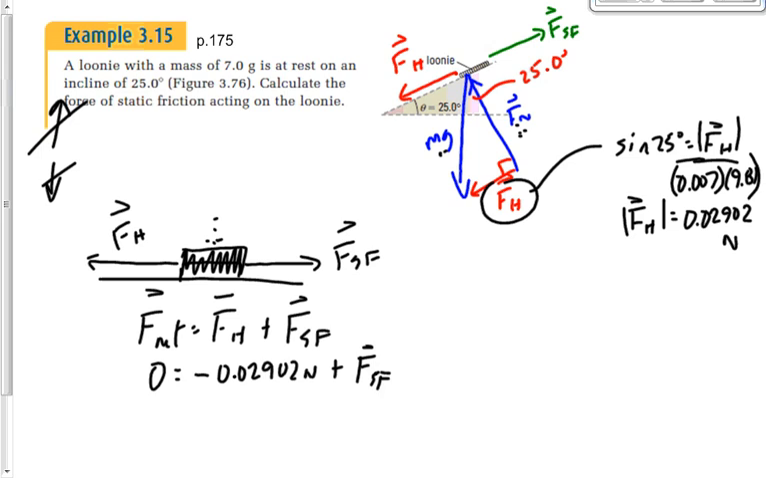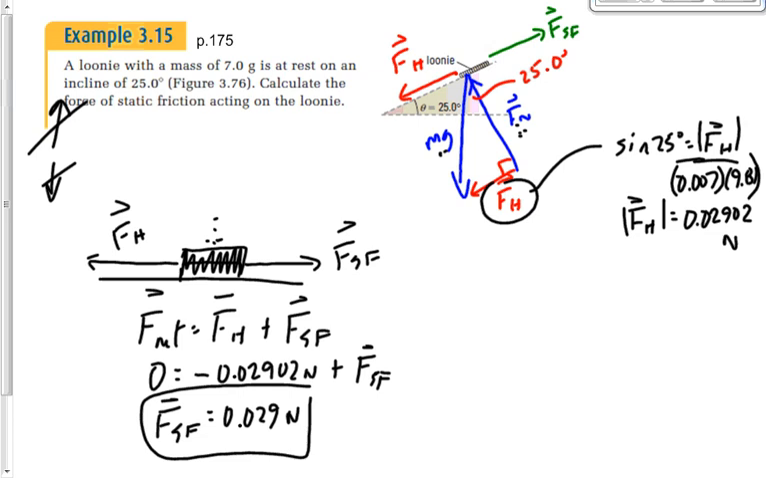Let's take it over to the other side. The force of static friction is simply going to be equal to positive 0.029 newtons. Does it make sense that static friction would be equal to the force of the hill here? If it isn't moving, the force down the hill has to be equal to the force up the hill. They have to balance. And then, of course, that force down the hill, FH, is really just a normal force and the force of gravity combined already.